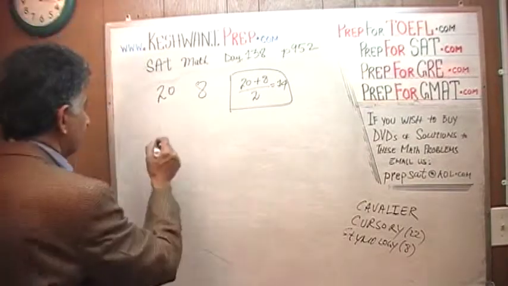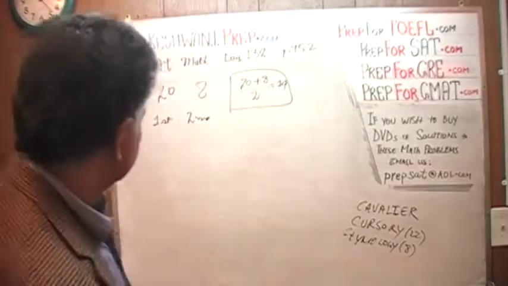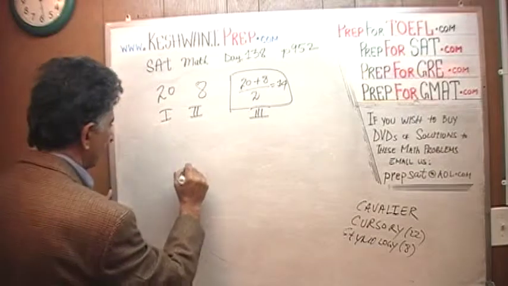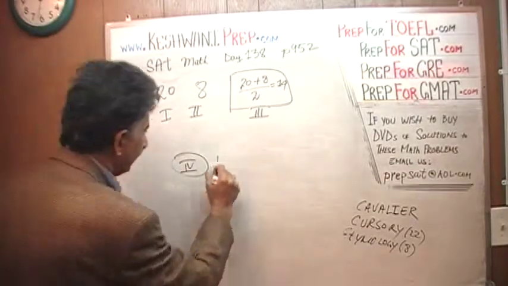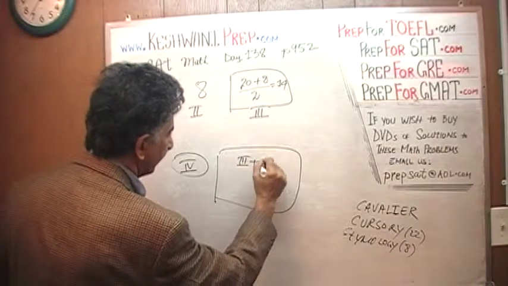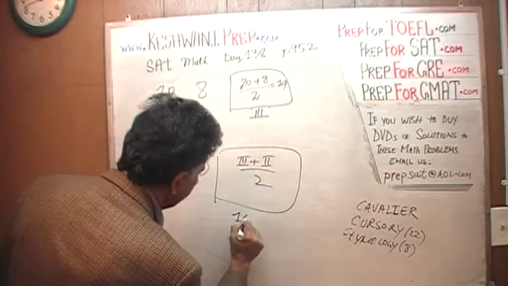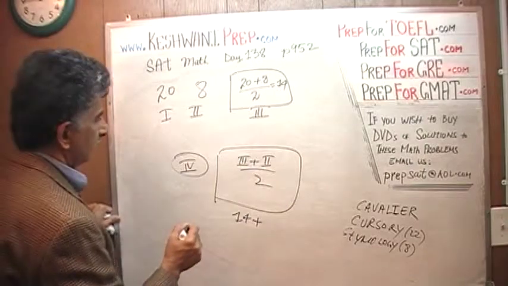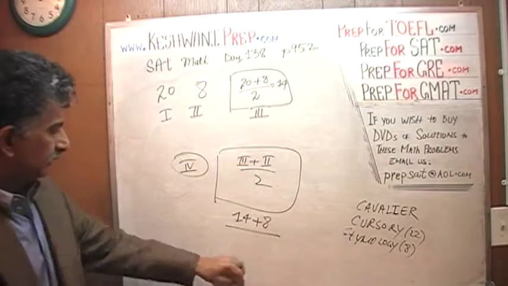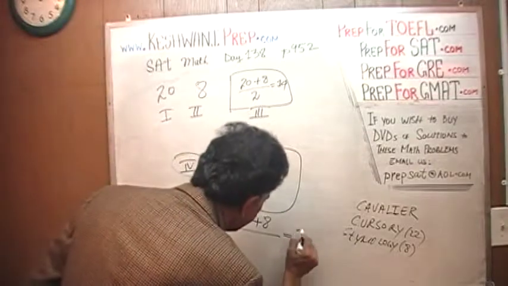Let's find it. This was our first term, this is our second term, this was the third term. Let's find the fourth term here. The fourth term is going to be the average of the third term and the second term. So we take our third term, which is 14, plus the second term, which is 8. 14 plus 8, 14 plus 10 would have been 24, so it's going to be 22. Oh, there you go. We are done already.